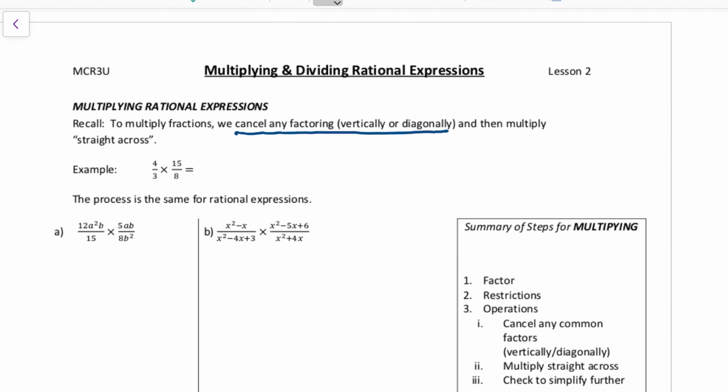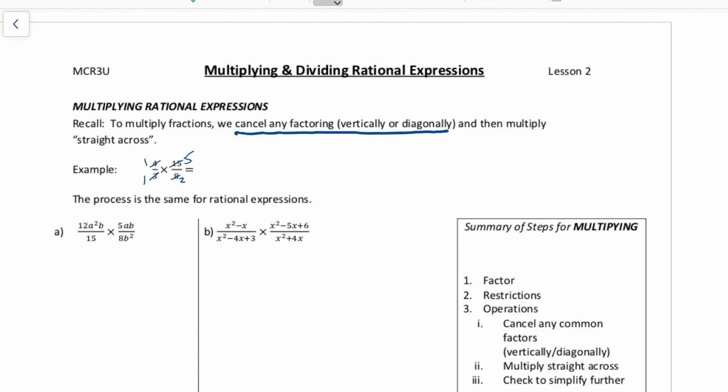So 4 over 3, there's nothing common. And then 15 over 8, there's nothing common. But what about diagonally from 4 to 8? So 4 divided by 8. I can do that because the 4 is in the numerator and the 8's in the denominator. So 4 goes into 8 2 times, and that becomes a 1. And then I can do the same thing, only diagonally from the other two. So 3 goes into 15 5 times.